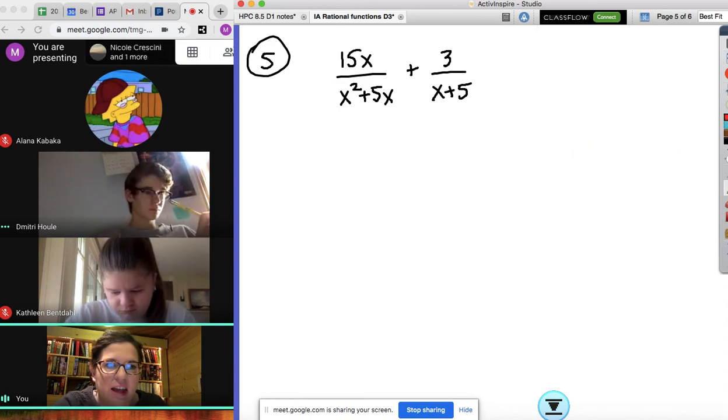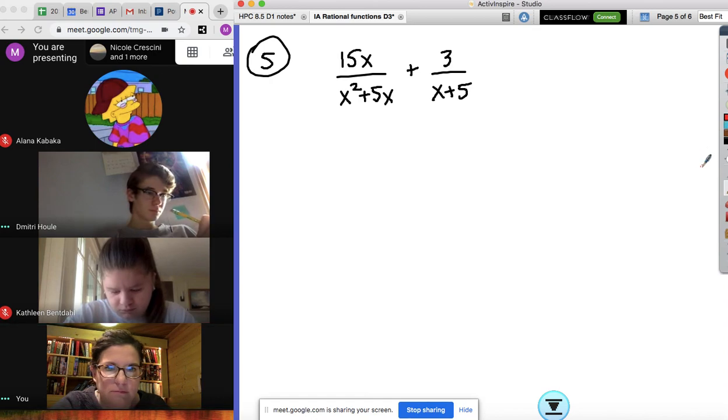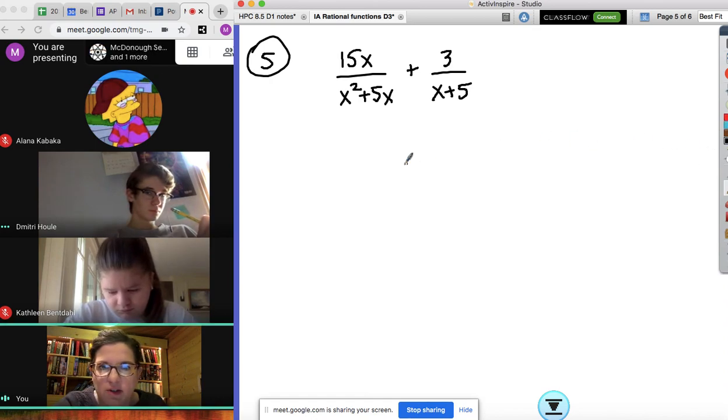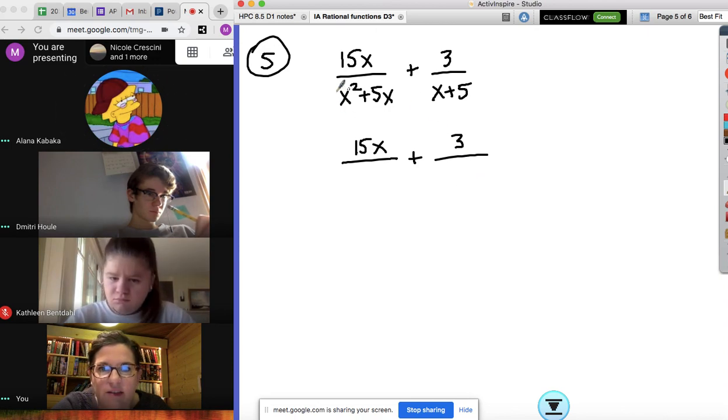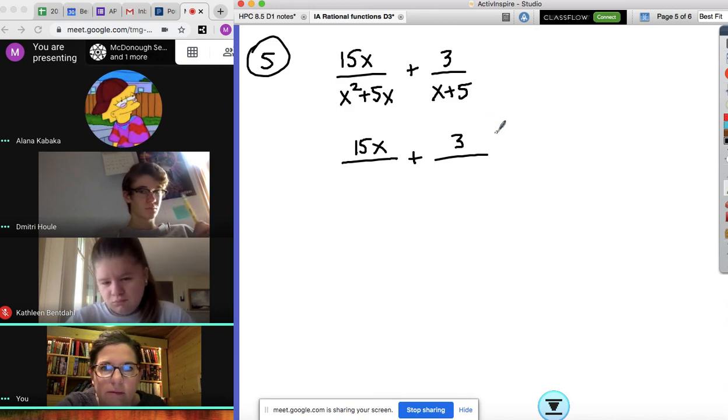Okay, so just looking at it, what denominator do you think you could kind of work with here? Like, which one has something that can... Sorry, I didn't hear you. Say it again. This one right here, the x squared plus 5x, or this one here, the x plus 5? X plus 5.